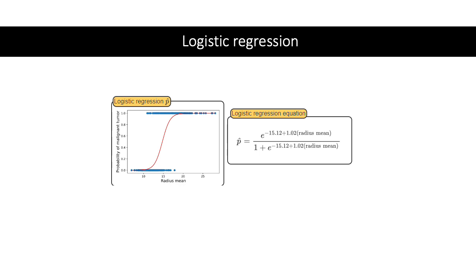So here it's e to the minus z over 1 plus e to the minus z. The z here is the linear combination of the predictor variables. You may have multiple variables as input to classify the output, and you can build a linear relationship between those predictor variables and use them as input to the logistic regression equation.